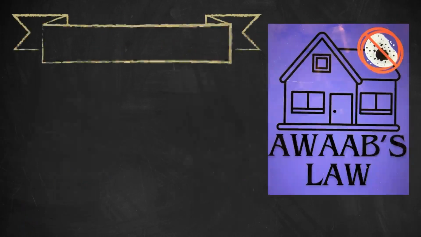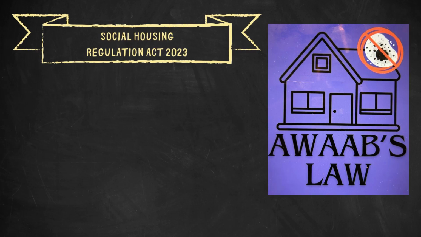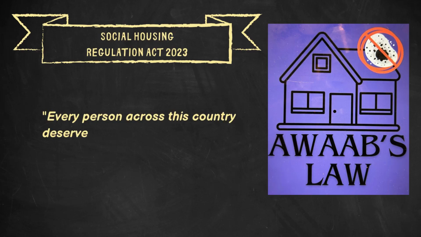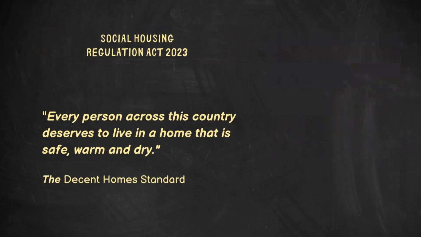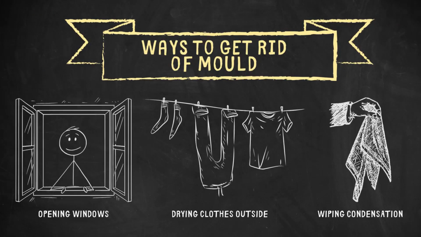The law has become part of the Social Housing Regulation Act 2023 and is expected to come into force in April 2024. The government stated that every person across this country deserves to live in a home that is safe, warm, and dry, and has pledged that the decent home standard will be reviewed and applied to private rented homes for the first time.